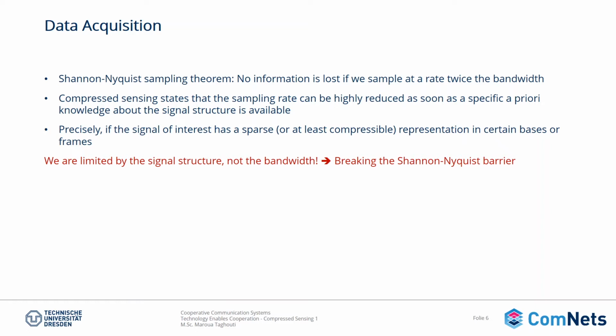So if you have a signal that has a sparse representation in a certain basis or certain frames, then we are able to have a compressed sensing problem, and we are no longer limited by the signal structure. Sorry, we are no longer limited by the bandwidth that we have, but we are actually limited by the signal structure. So here we are breaking the Shannon-Nyquist barrier.